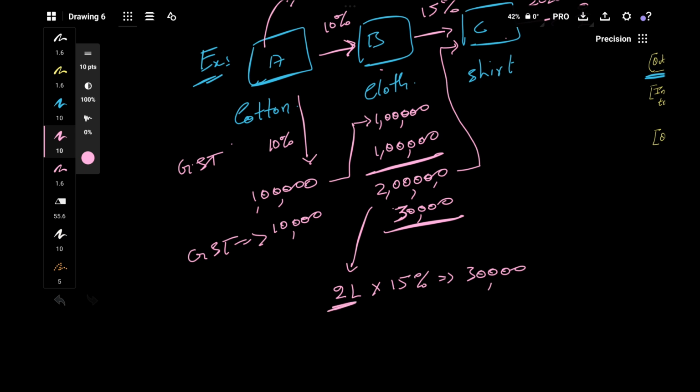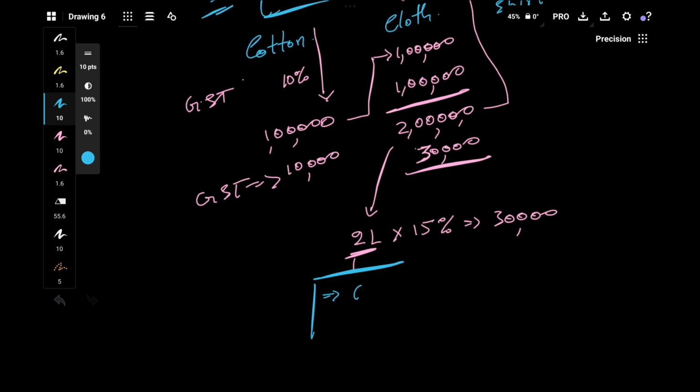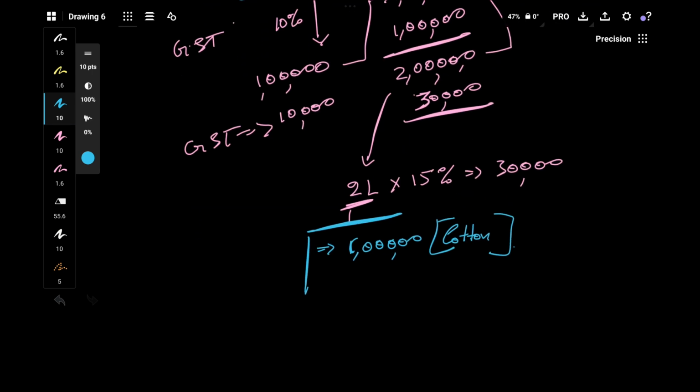See, just focus on this now, you will understand it clearly. In these 2 lakhs, there are 2 components. One is the cotton value, the 1 lakh rupees worth of cotton that A sent to B, and the other 1 lakh is the value added by B.